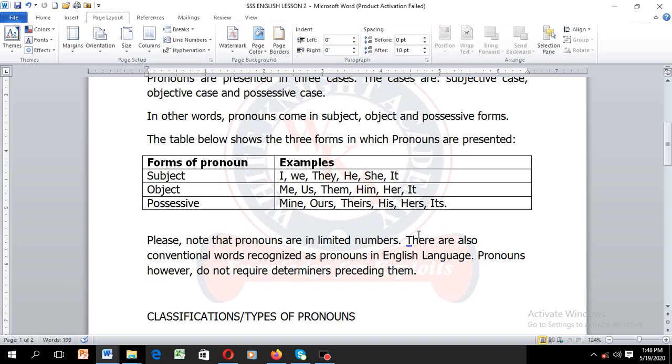Below, I have these examples of determiners. When we mention determiner, what should come to your mind is this. One of the examples is each. We have been hearing that the word each is a determiner. Therefore, we cannot precede pronouns with determiners.